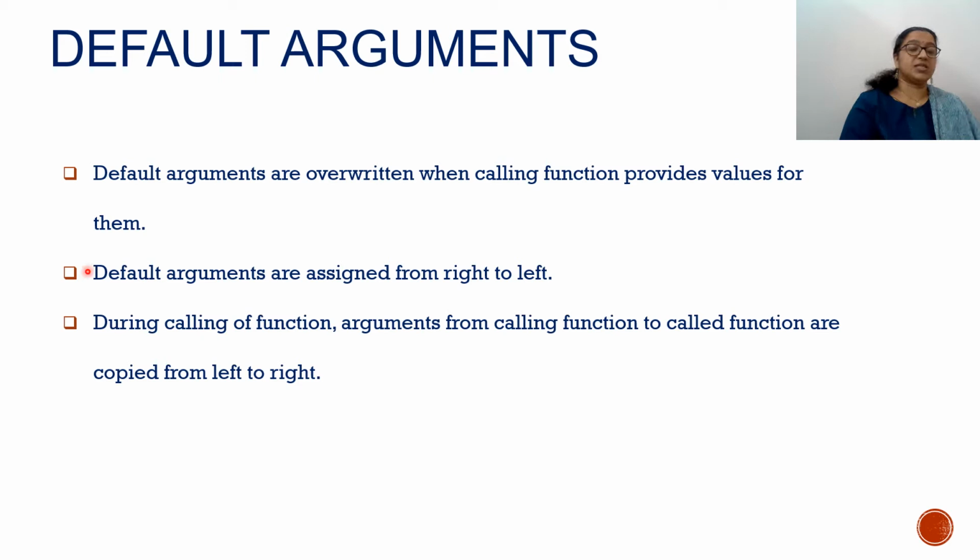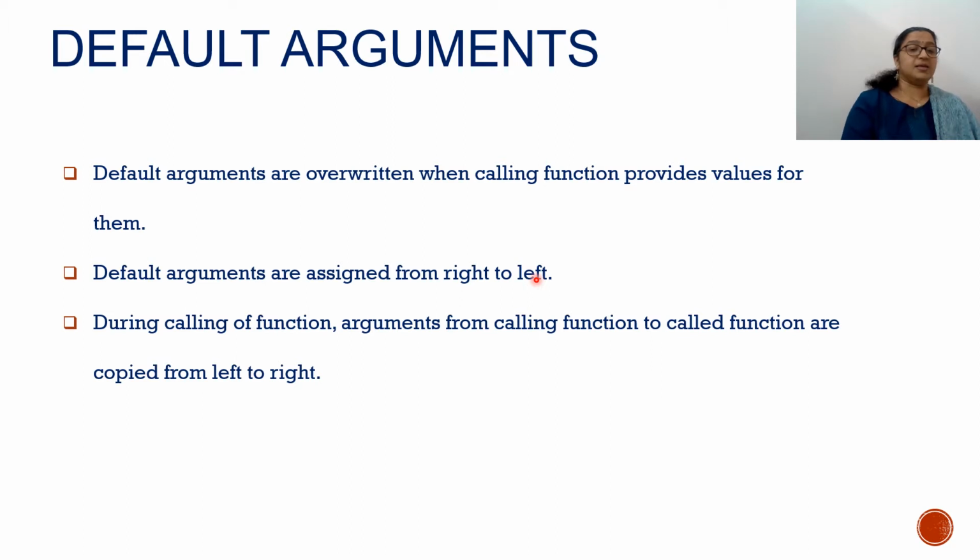Clear? So the second point is default arguments are assigned from right to left. Meaning, at the compiling time, if there are three arguments, from the right onwards the values are assigned. The compiler begins from right to left. So if three arguments are there, first the third one will be assigned the value, then the second one, then the first one. That is the flow of the compiler for assigning.